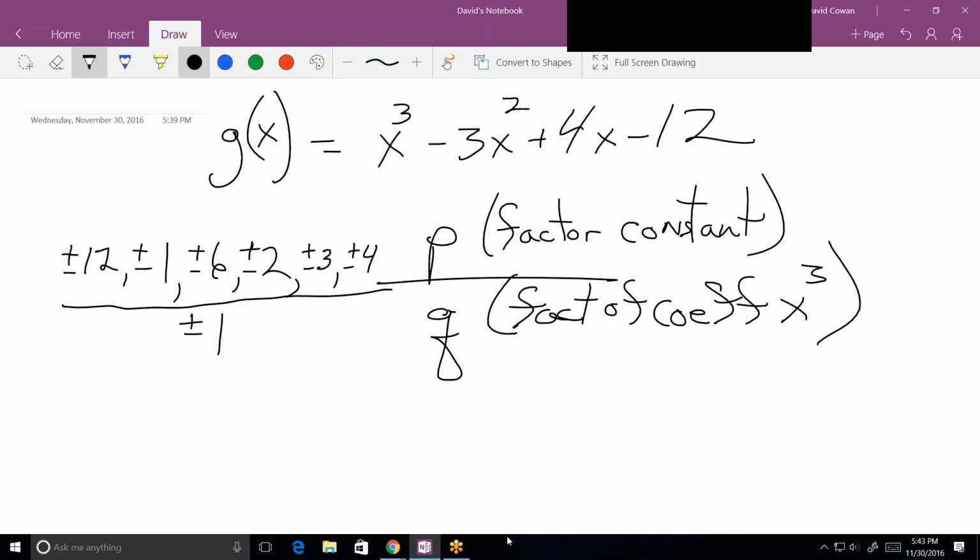Which means, since the 1 is on the bottom, that my possible solutions are those 12 numbers right there. And the way we figure out, if we have to solve this from scratch and somebody said you can't use grouping, well, this is the way I would start. And then I would start testing one by one these numbers. And I would use synthetic division to do it.